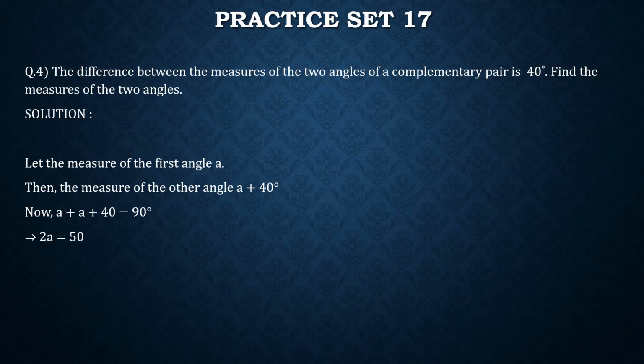A plus A is 2A, which is equal to 50, because we take 40 to the right hand side of the equation. So it will be 90 minus 40, which is equal to 50 degrees. In order to find the value of A, let us divide both the sides by 2. So we will have A is equal to 25 degrees. Hence the measure of the first angle is 25 degrees, and the second angle we had considered as A plus 40. So it will be 25 plus 40, which is equal to 65 degrees.